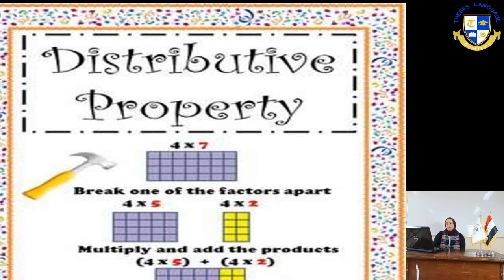Now, we are going to multiply and add the products. 4 times 5 plus 4 times 2. 4 times 5 equals 20, plus 4 times 2 equals 8. Okay, so 20 plus 8 equals 28. Now the next slide.